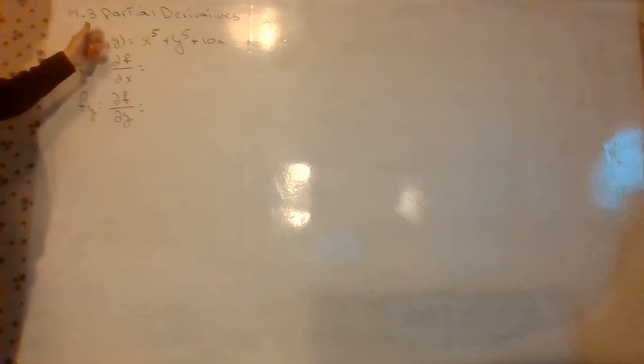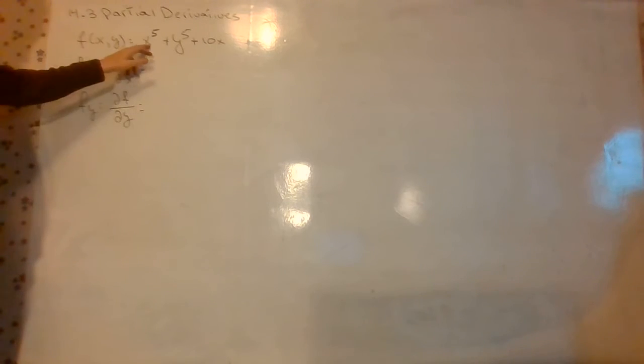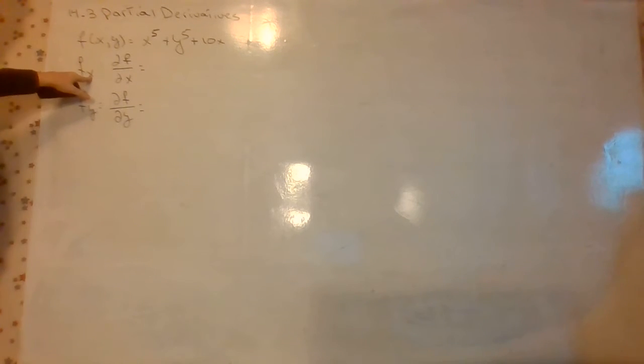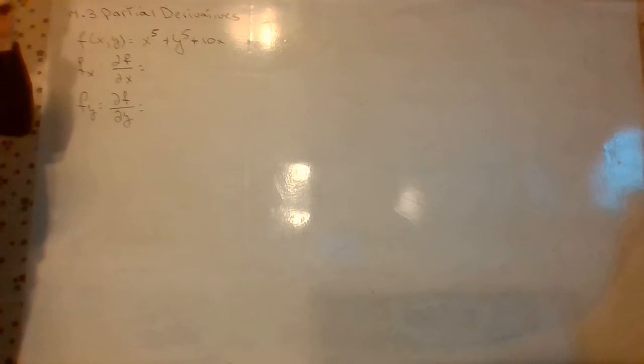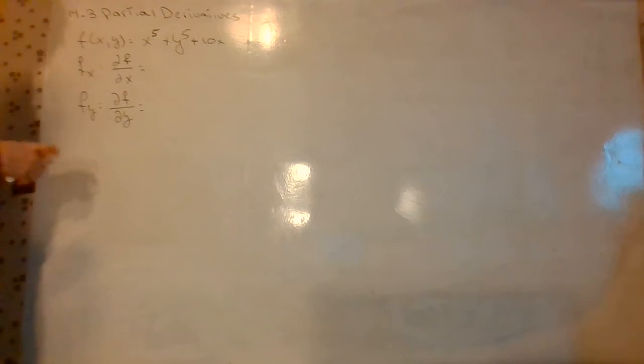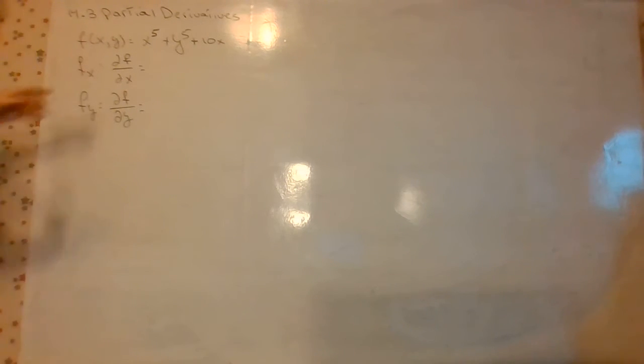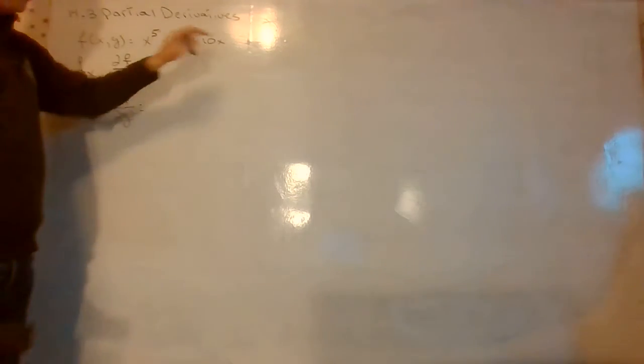14.3 partial derivatives. Let's suppose we have a function of x, y: x to the fifth plus y to the fifth plus 10x. This subscript x means partial derivative with respect to x, which we can use. This funny looking 2 without a tail means the same thing. That's Leibniz notation. But what it means is we treat x as a variable, but y as a constant.